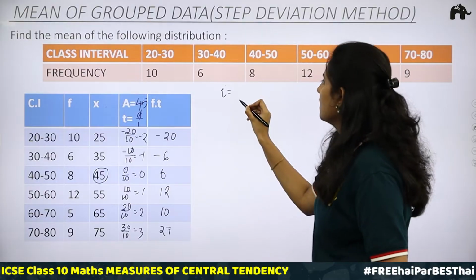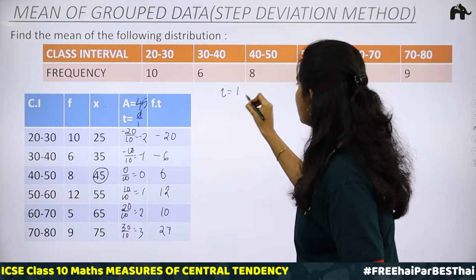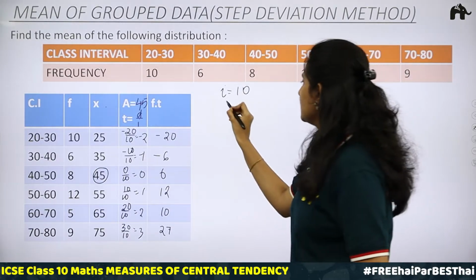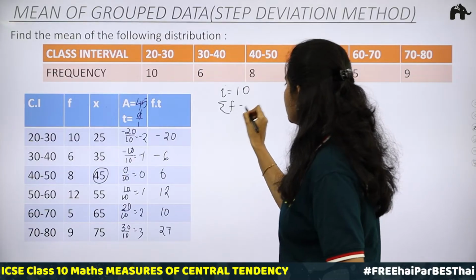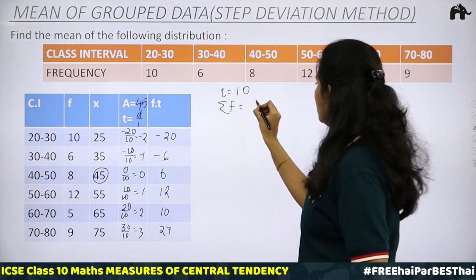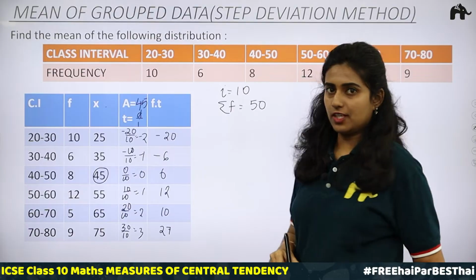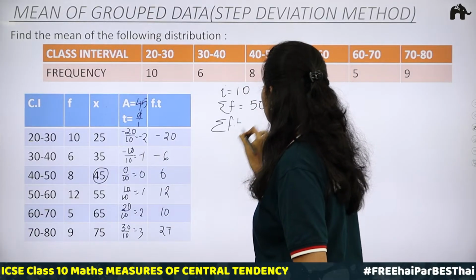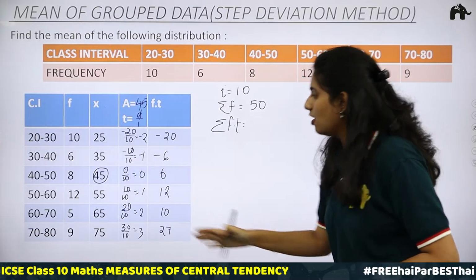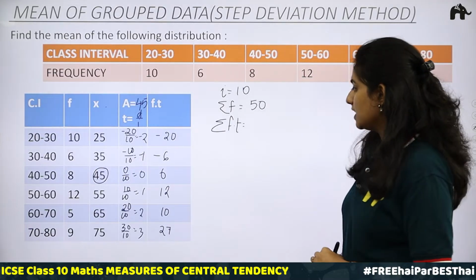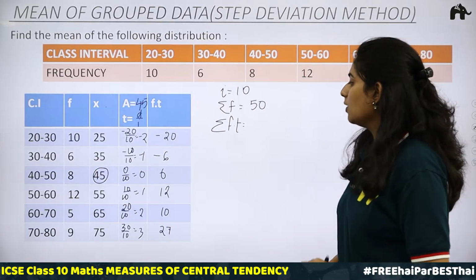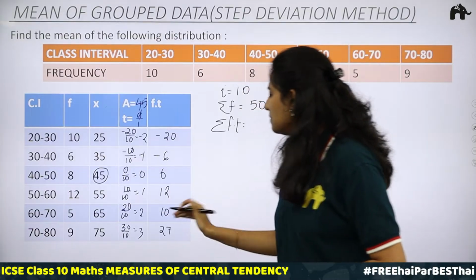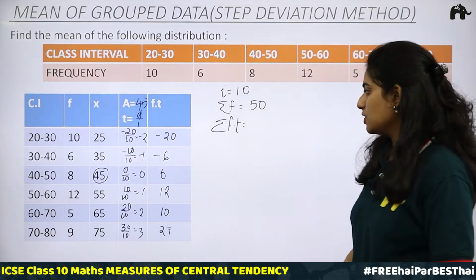Okay. Next, here we have taken I as 10. What is sigma f? Sigma f, the sum of all the frequencies, we know is equal to 50. Next, we need sigma ft. What is sigma ft? Sum of all these: minus 20, minus 6 plus 0 plus 12 plus 10 plus 27. How much do we get?